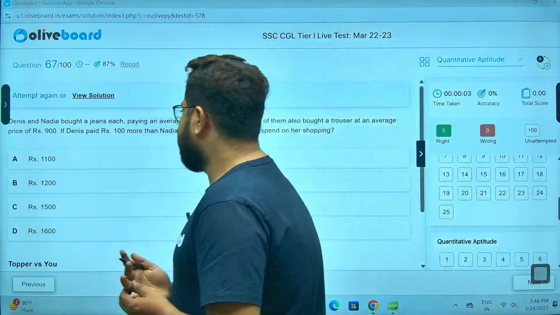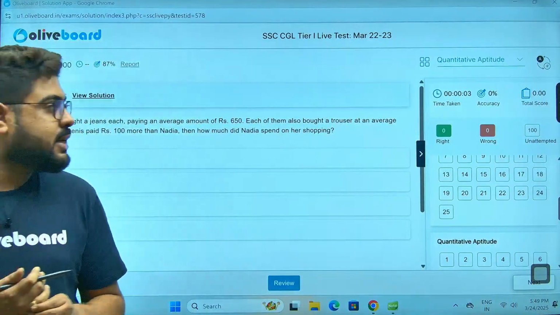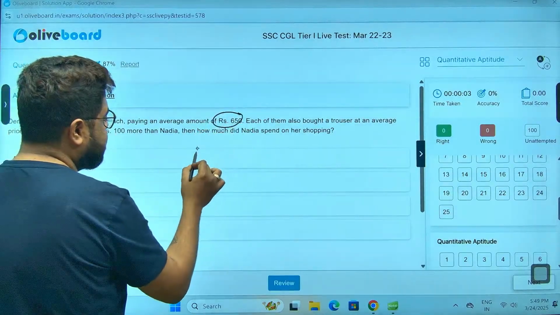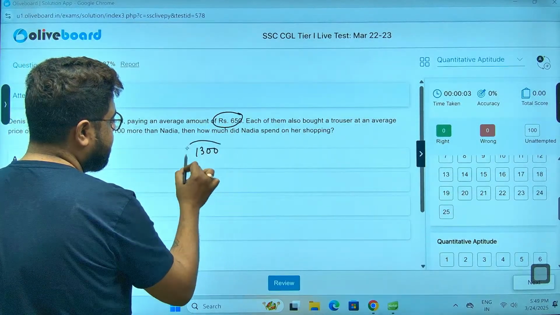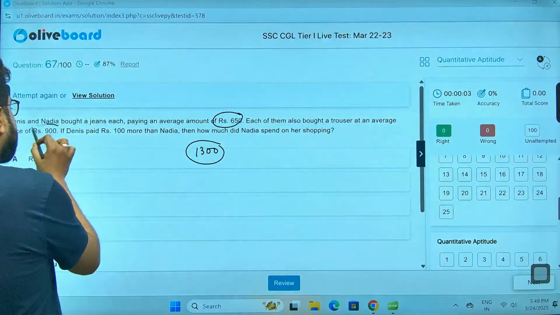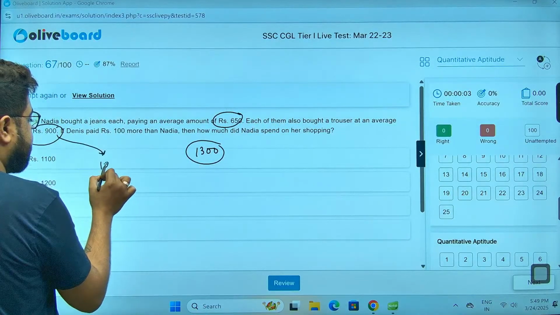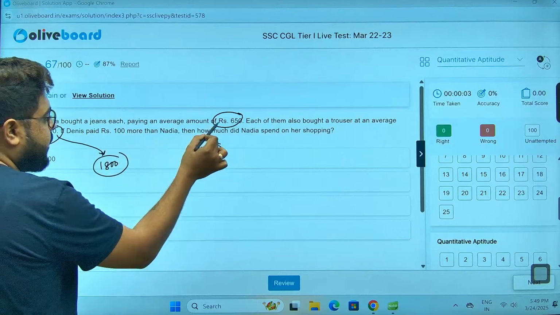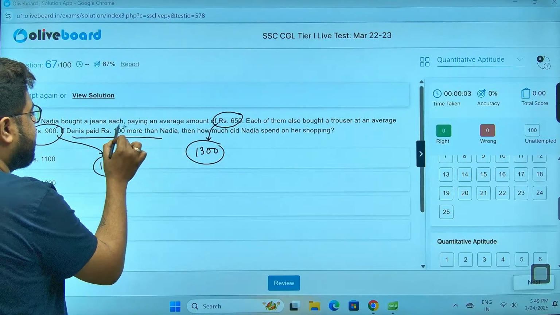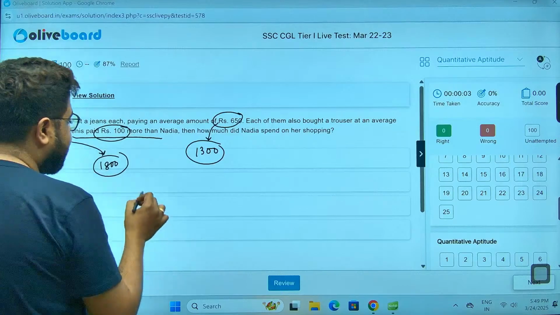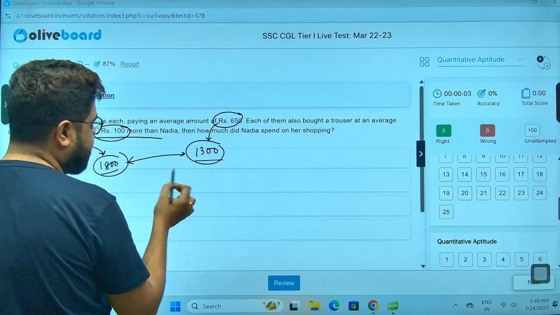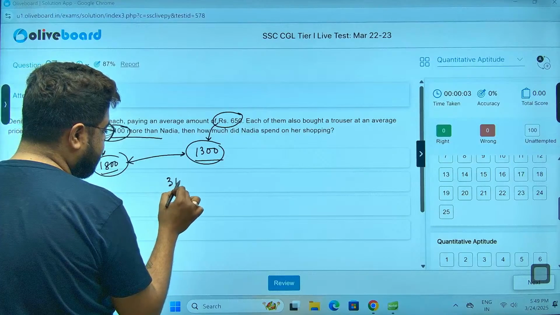Dennis and Nadia, they bought a pair of jeans each. Average amount 650, so the total is 1300. Very good. Then trousers, average 900, so total, sir, 1800. If Dennis paid 100 rupees more, the total, how much do they have? Sir, 1800 and 1300, meaning, sir, this is 3100.